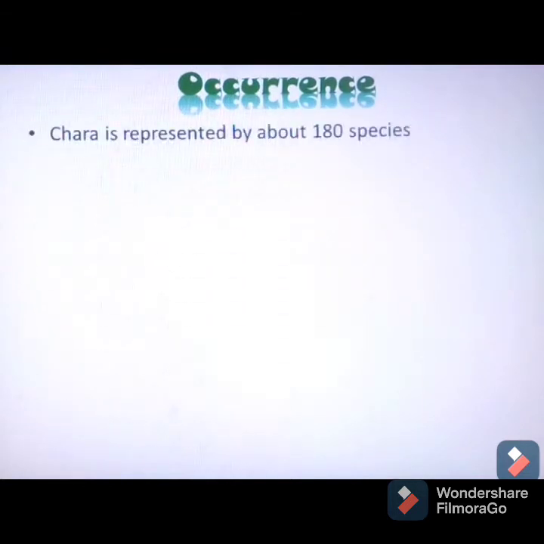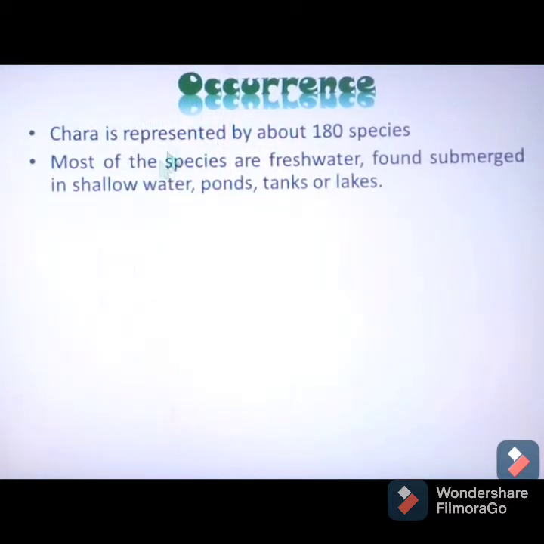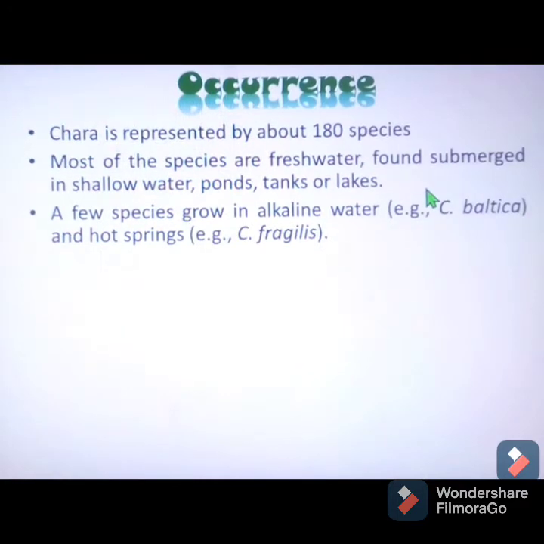Now, coming to the occurrence, Chara is represented by about 180 species, and most of these species are freshwater, found submerged in shallow water, ponds, tanks, or lakes. A few species of Chara also grow in alkaline water, for example Chara baltica, and in hot springs, for example Chara fragilis.